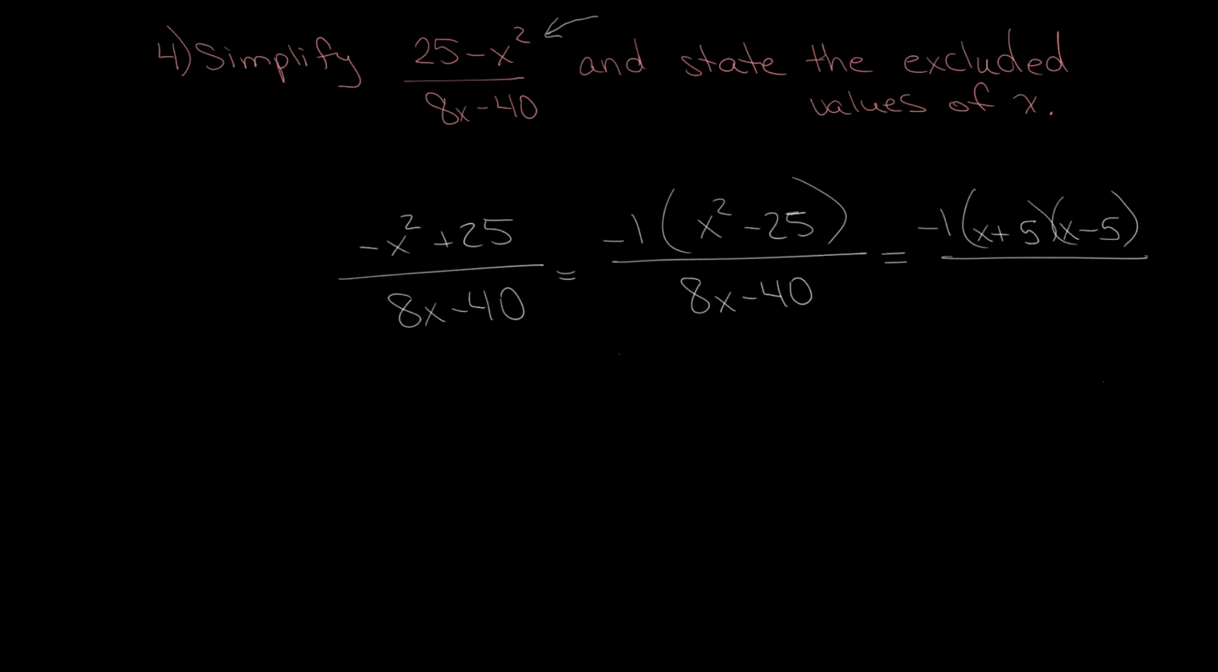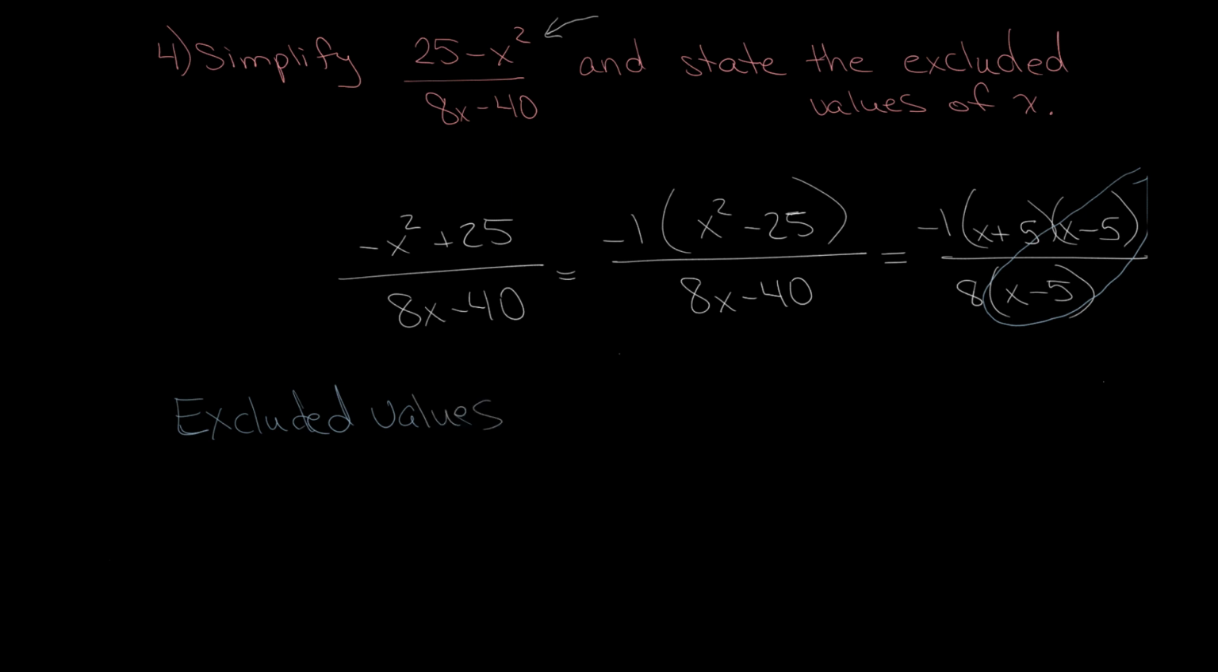Now, in the denominator, what's the greatest common factor of 8x and 40? 8. So if I factor 8 out, I'd be left with x minus 5. Now you can see that right here, I have the same binomial, okay? First of all, before I start crossing anything out, they ask for the excluded values.